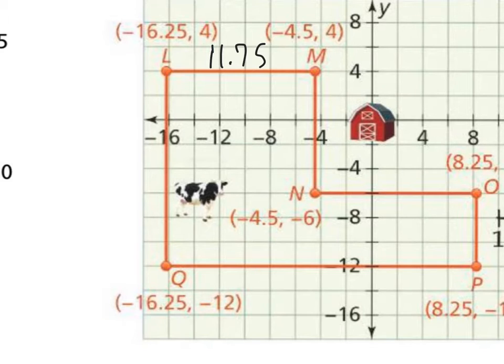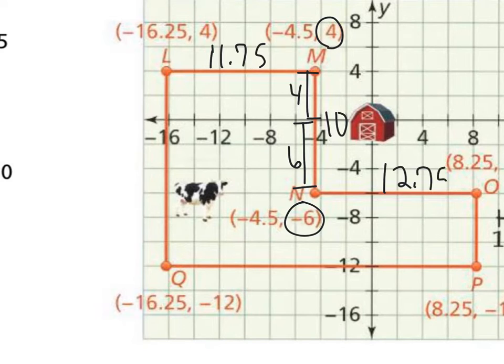If we go from M to N, that was 10, basically from 4 to negative 6, because that'd be 4 units going to 0, and then 0 to negative 6 would be 6 more units, so a total of 10. Going across from N to O, they worked it out as 12.75.